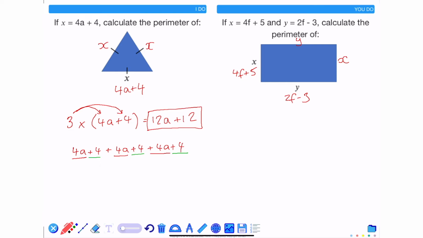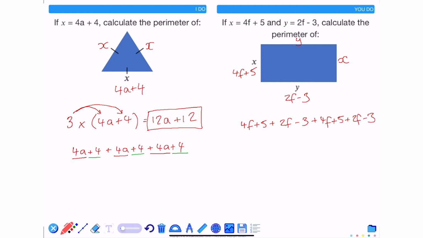outside of my rectangle can be written as 4f plus 5 plus 2f minus 3, and I could double this or write it in long form as being 4f plus 5 plus 2f minus 3.